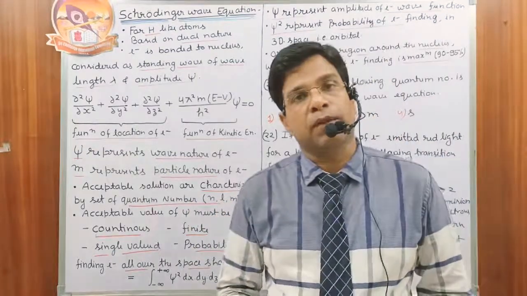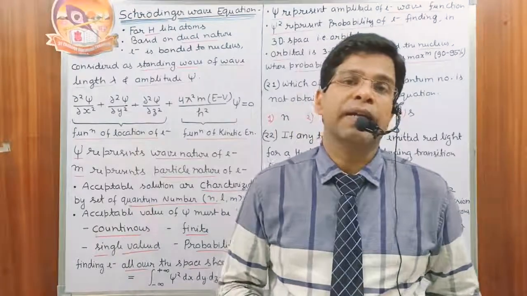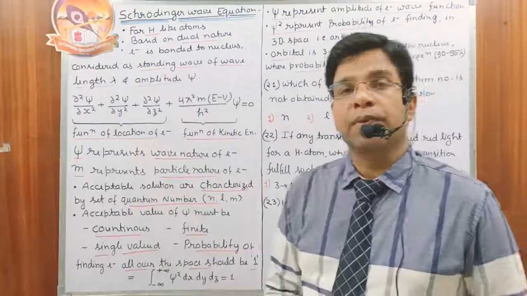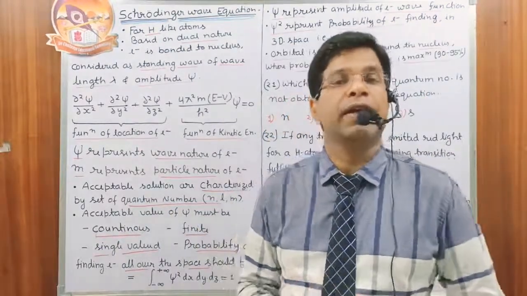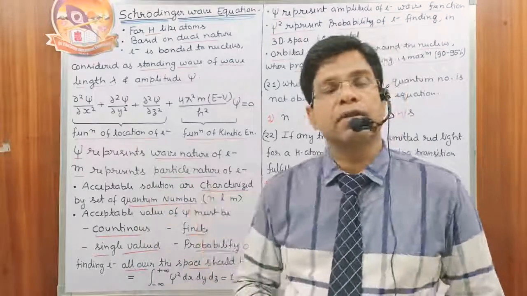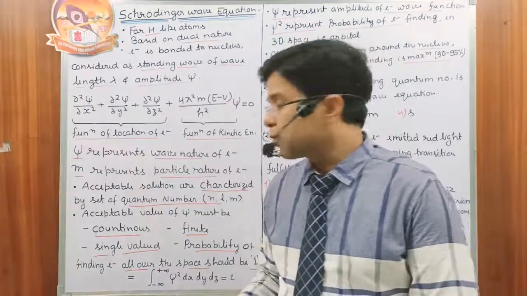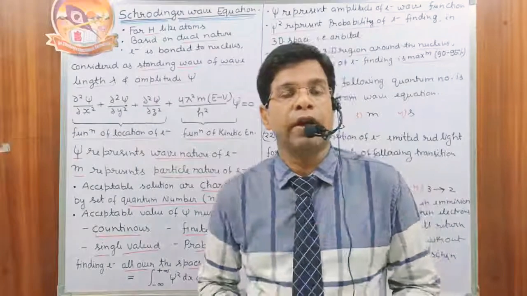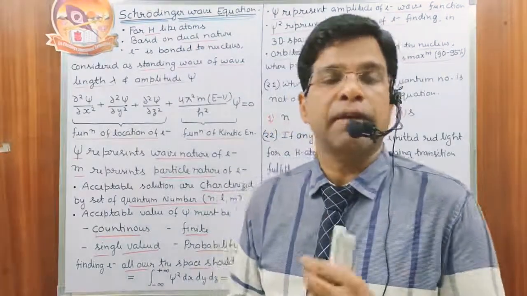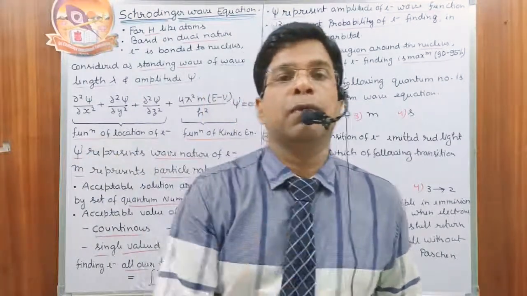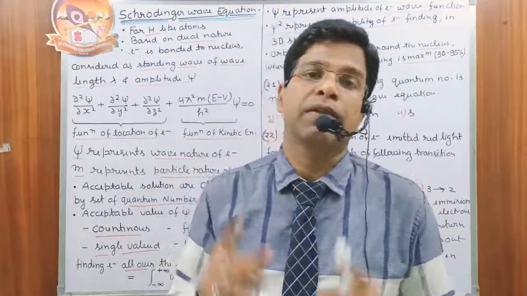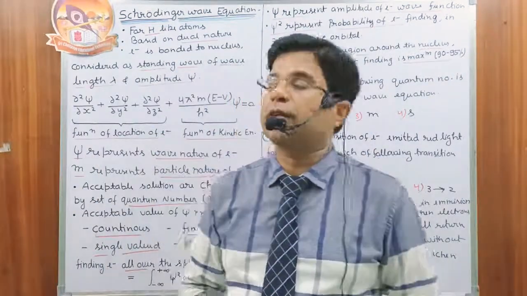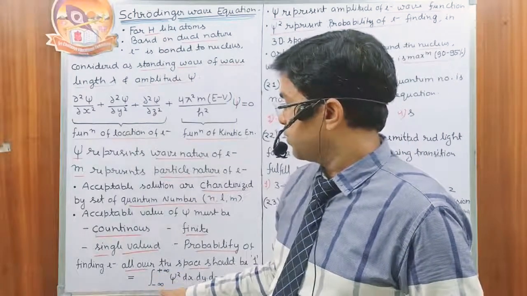and magnetic quantum number. Then which value of psi is accepted and which value is rejected? The acceptable value of psi should be finite, it should be a continuous function, and it should be a single valued function. And the last condition: the probability of finding the electron all over the space, from minus infinity to plus infinity, has to be equal to 1. It means the electron has to be present in this universe from minus infinity to plus infinity.